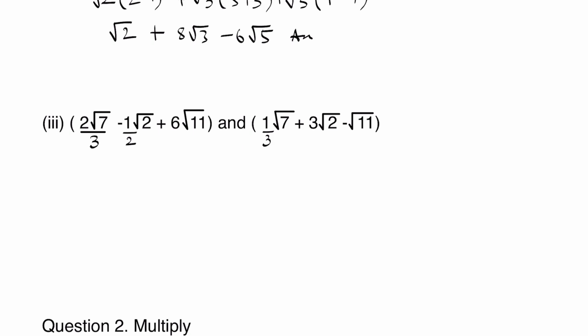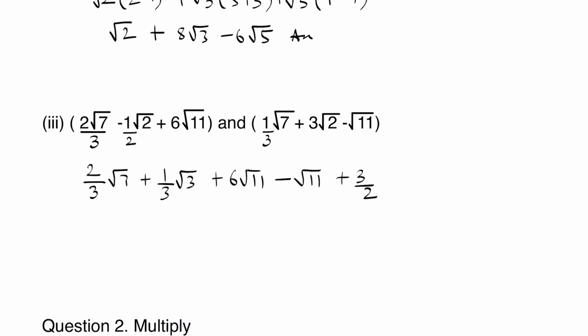The third question is 2 upon 3 root 7 minus 1 upon 2 root 2 plus 6 root 11, and 1 upon 3 root 7, 3 upon 2 root 2 minus root 11. Again we will rearrange: 2 upon 3 root 7 and 1 upon 3 root 7 in one place, plus 6 root 11 minus root 11 on one side, plus 3 upon 2 root 2 and minus 1 upon 2 root 2.